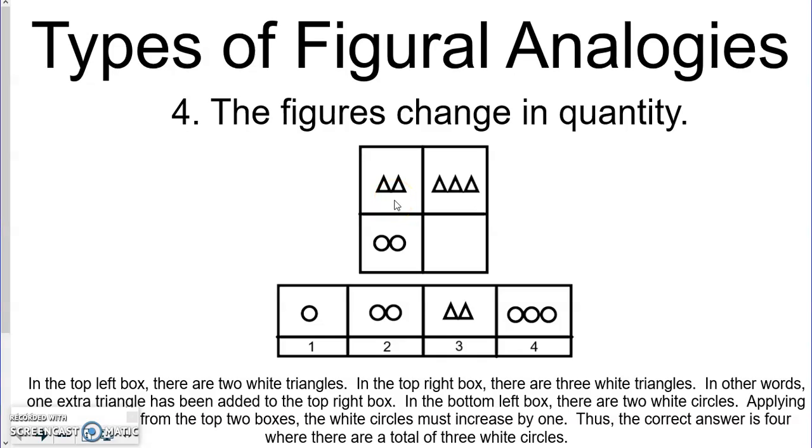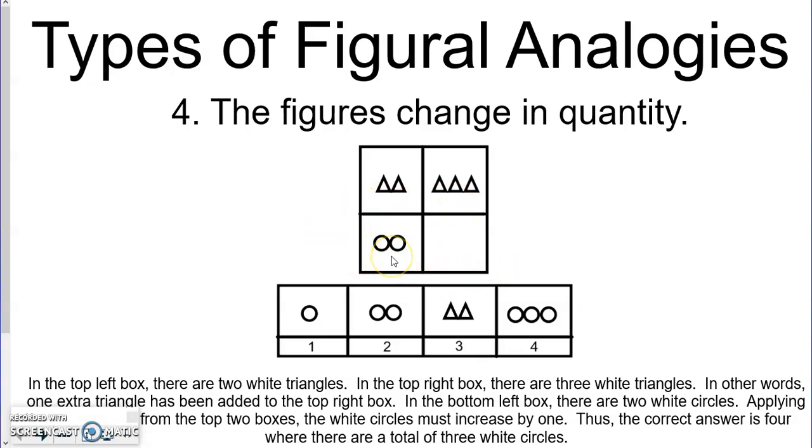Figure 1 has 2 triangles. Figure 2 has 3 triangles, so the quantity increases. It goes up by 1 to change from 2 triangles to 3 triangles. Remember, whatever we do at the top, we must also do at the bottom.